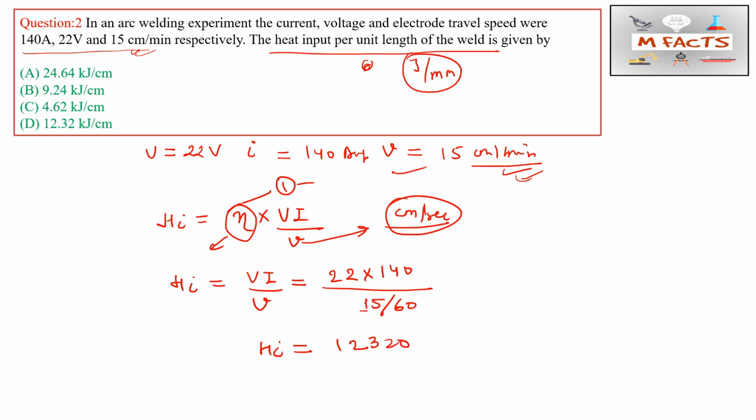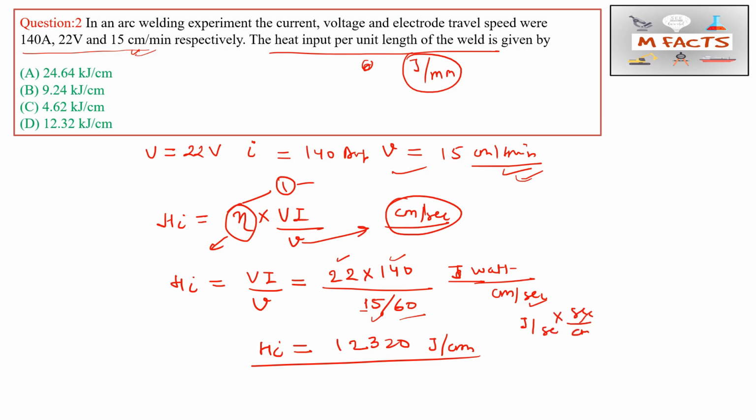It is 1212320, which will be in joule per centimeter. How? Because this is V and this is I, so volt ampere will give watt, and the length is centimeter per second, because we divided by 60, so that will come in seconds. So this is joule per second multiplied by seconds per centimeter. So the second gets cancelled and it will come in joule per centimeter.